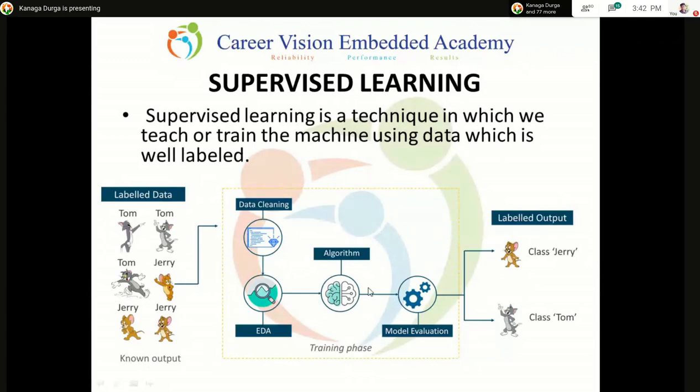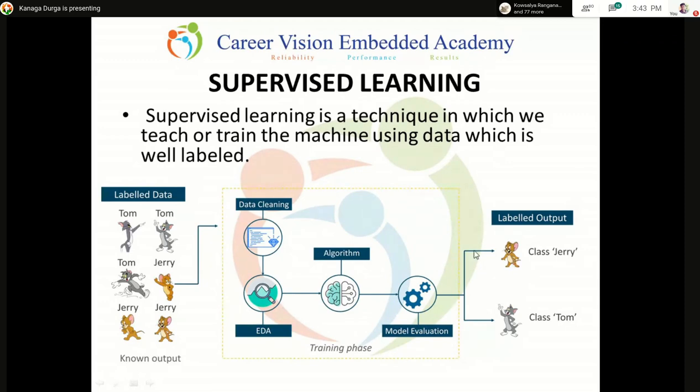What the machine learning system does is that it takes an algorithm and trains on it. So this is the training phase. And finally, we develop a model. With this model, we are evaluating or testing it. I'm just giving a Jerry's picture and asking my system to predict or tell me if it is Jerry or Tom.